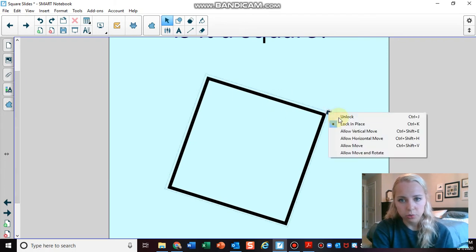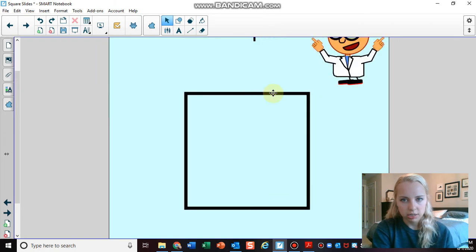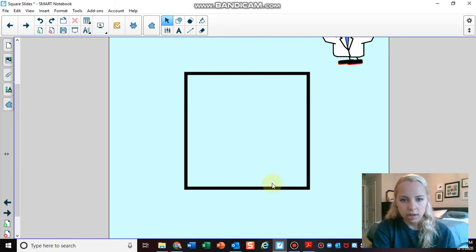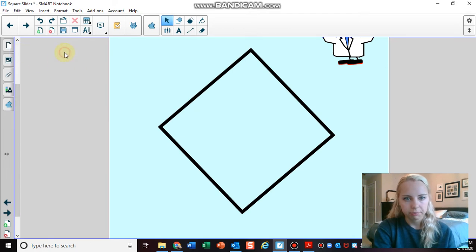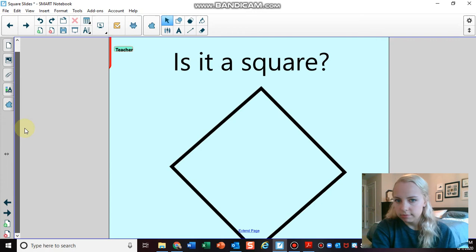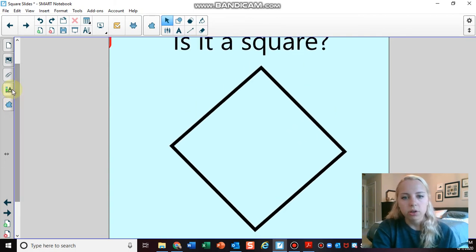If I were to unlock this and just move it back to the right position, then look. Yes, it is a square. All the sides are equal and all of the angles are right. I can move it back to the position it was in, and nope, this doesn't make it a diamond. This is still a square. All sides are equal and all angles are right. Is this a square? Yep, it is. This is similar to what we were looking at before. All sides are equal and all the angles are right.